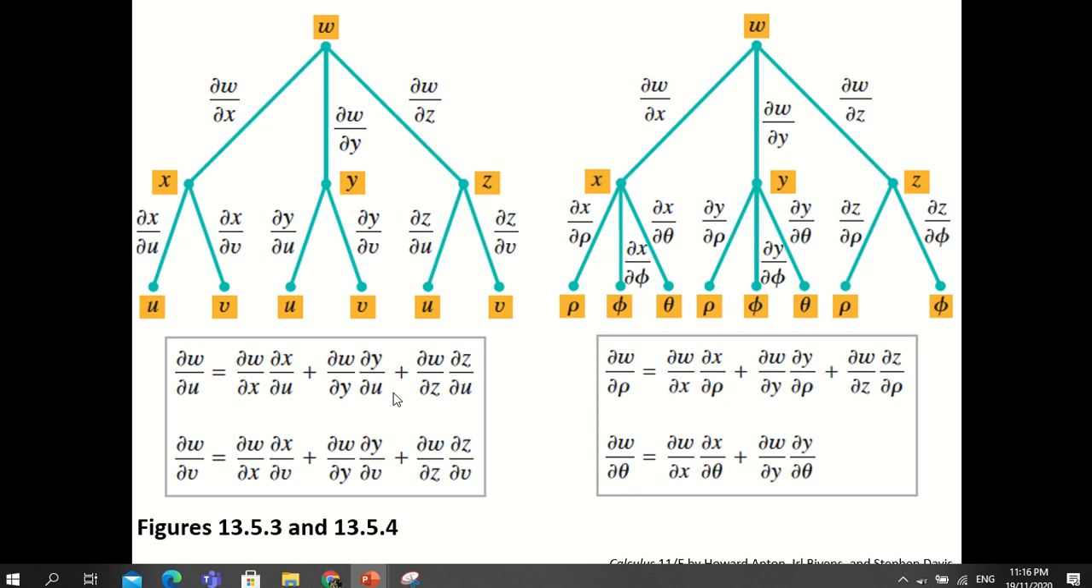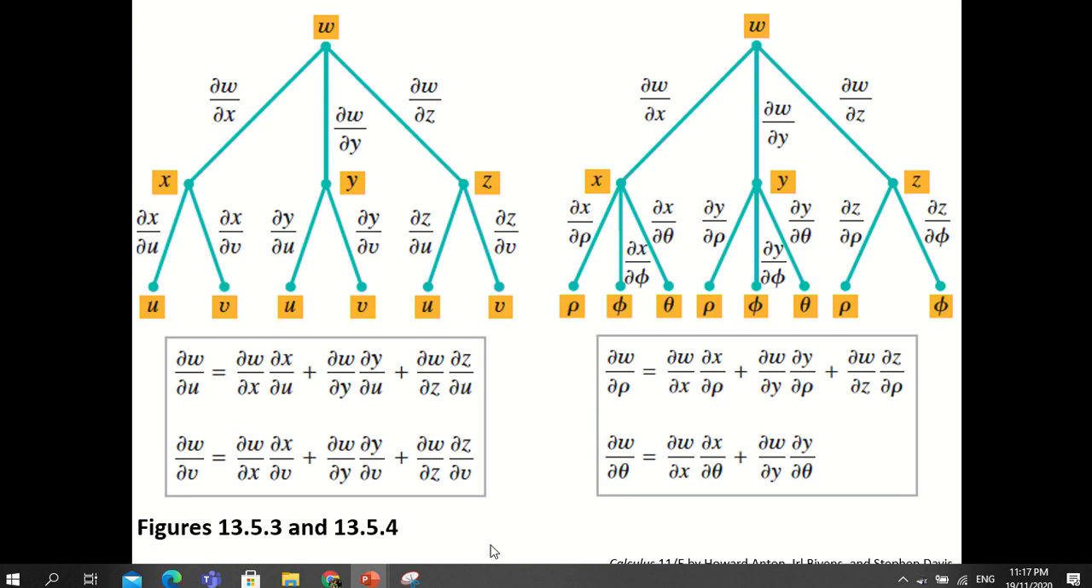Now, if the flow is w, x to v, this is the resulting formula. For example, the derivative of w with respect to v is equal to the partial derivative of w with respect to x multiplied by the partial derivative of x with respect to v, plus the partial derivative of w with respect to y times the partial derivative of y with respect to v, and similarly, the partial derivative of w with respect to z, and then with respect to v.